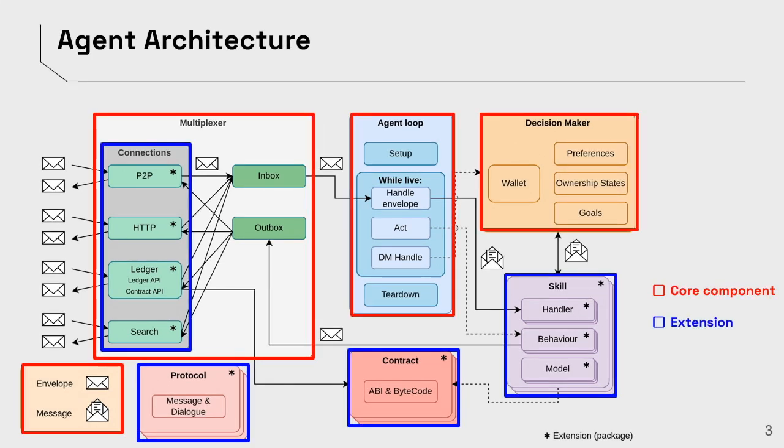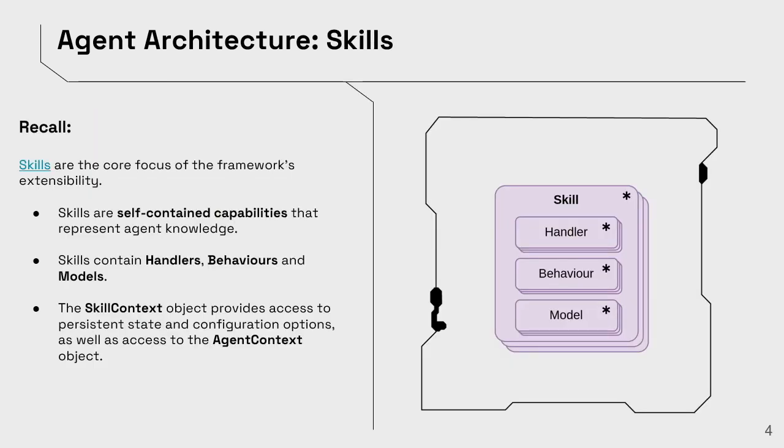Remember that from the point of view of the library, skills are extensions. This means that developers can either reuse already existing skills for their agents, or they can program their own skills according to their business needs. Remember that skills are self-contained capabilities that represent agent knowledge. Skills contain a number of subcomponents such as handlers, behaviors, and models. They also have access to a skill context, which in turn provides access to the agent context. We will review these subcomponents next.